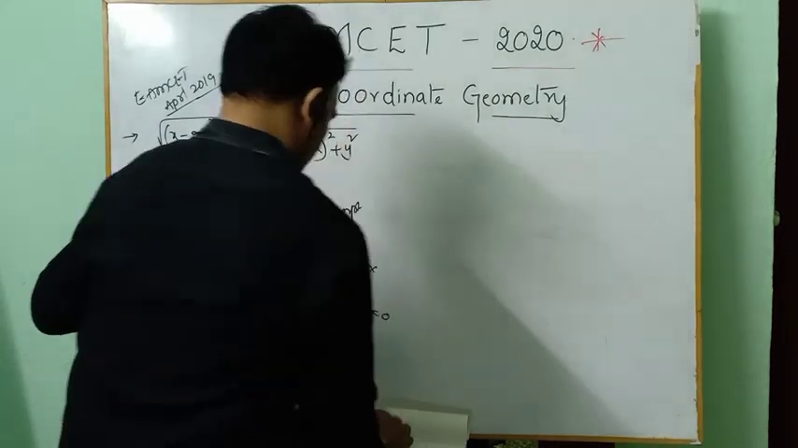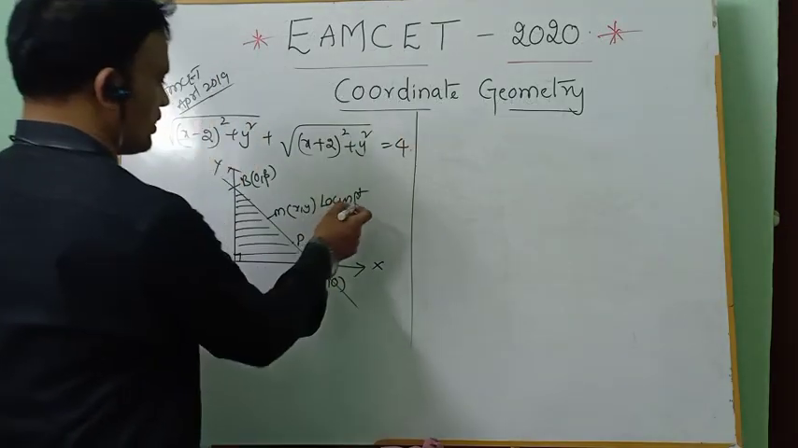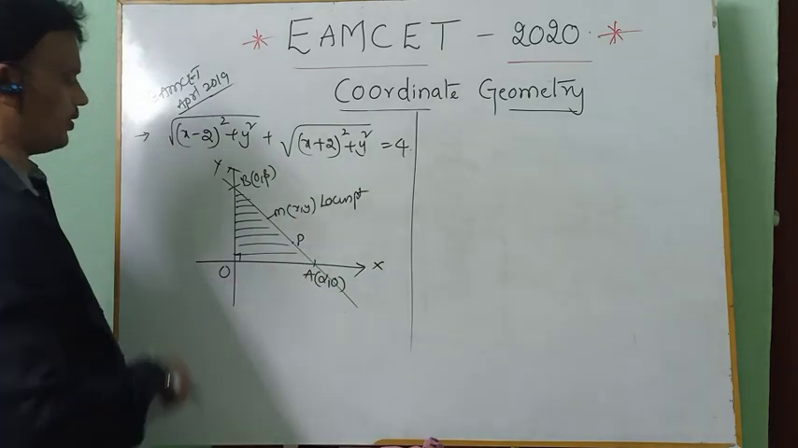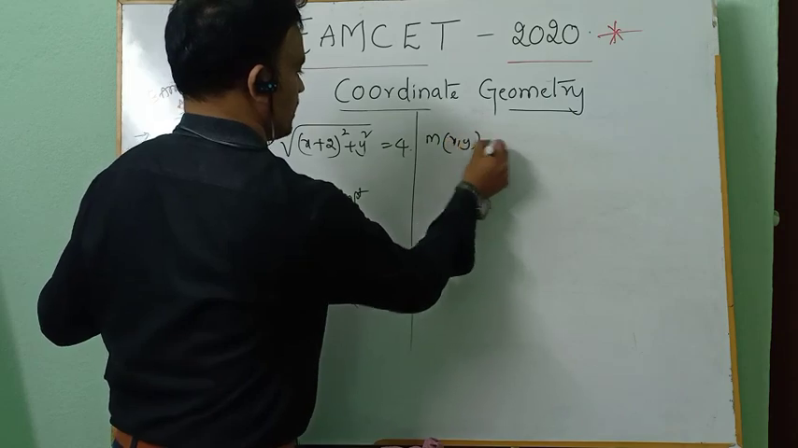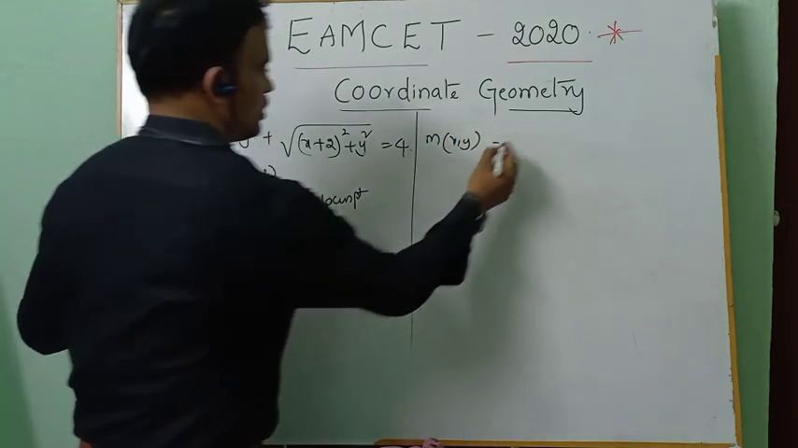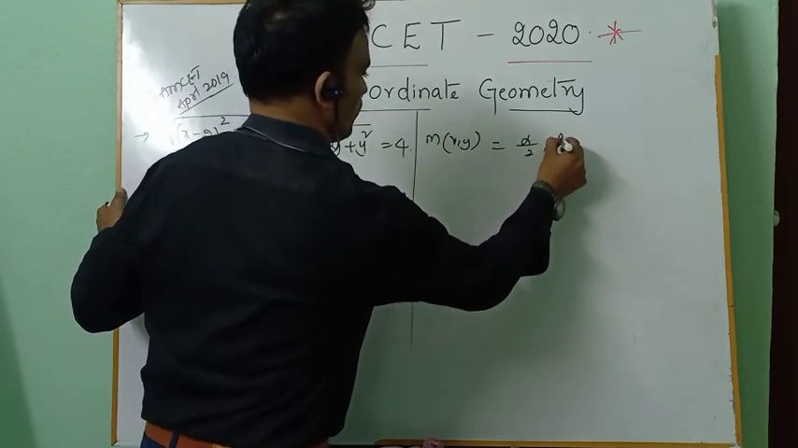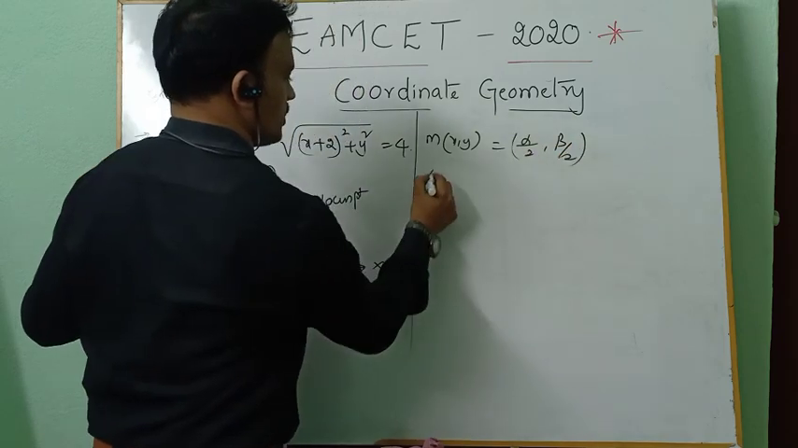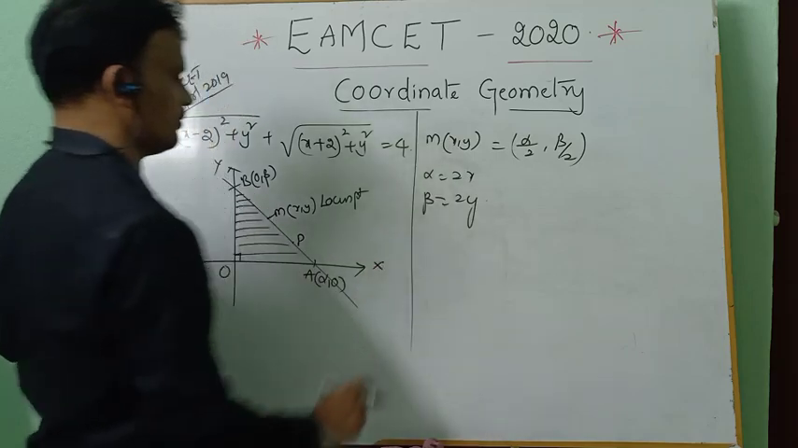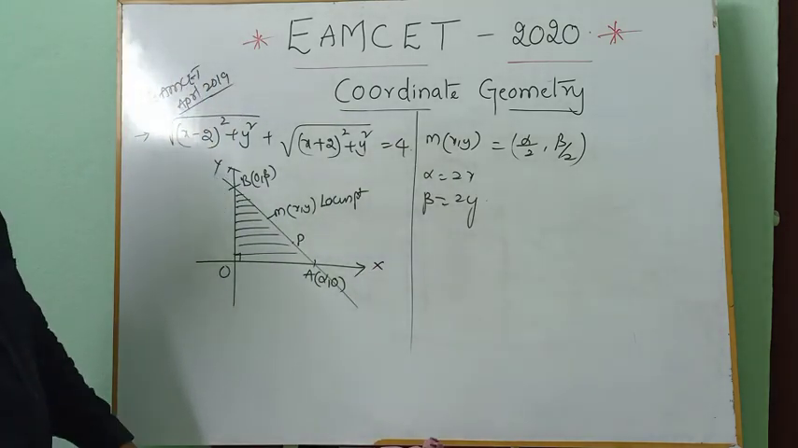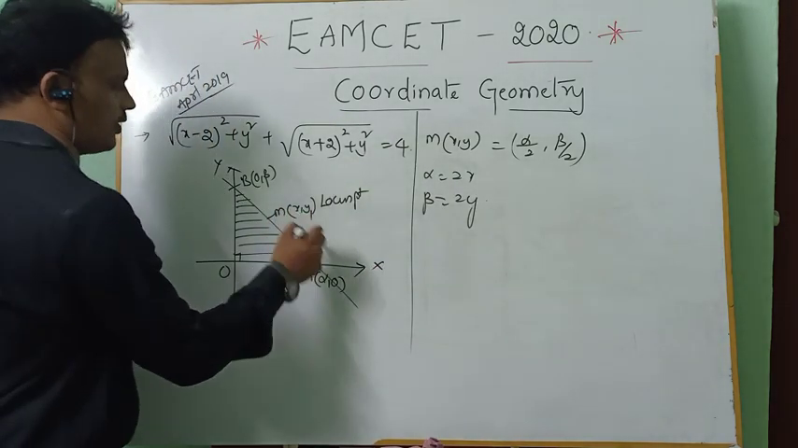So first of all, let M x comma y be the locus point, which is the midpoint of AB. That is, M x comma y is the midpoint of AB, which is alpha by 2 and beta by 2. That means alpha is 2x, beta is 2y. Or else let us take x1 y1.